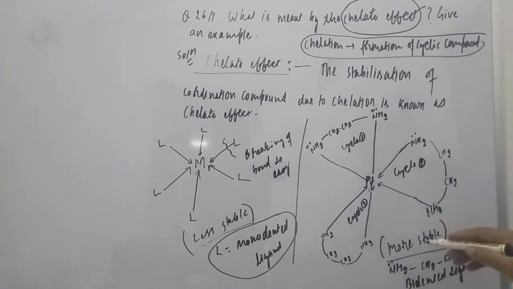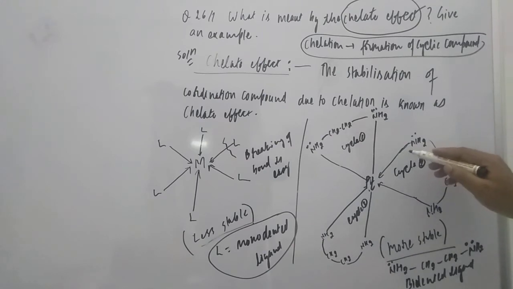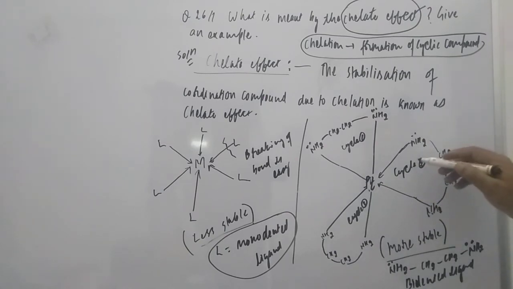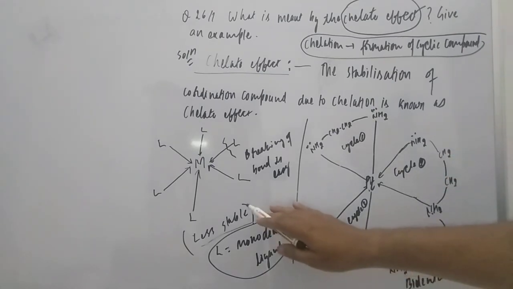If it is forming the cyclic compound, this will be stable. The reason is that it is required to break two bonds together. If you want to destabilize it, you need to break the bond, so it requires more energy to break the bond. Cyclic compound requires more energy to break the bond. That is why this compound is more stable compared to a non-chelating compound.